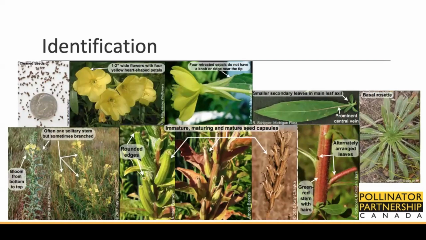The stem is greenish red and has lots of fine hairs. Typically, it's got a single stem and blooms from the bottom to the top, but sometimes it can be branched. Another good way to ID it is through the bottom leaves, which branch out in a rosette. If you look closely at the leaves, you can see that there are smaller secondary leaves at the base of each leaf as well.